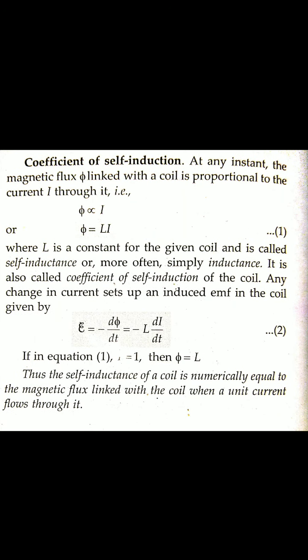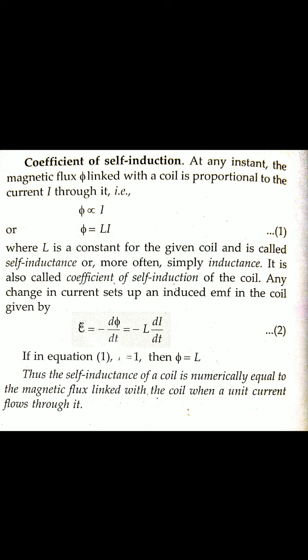Now the coefficient of self-induction. At any instant of time, suppose the magnetic flux phi linked with the coil is proportional to the current I through it. As the current increases, phi also increases. As the current decreases, phi also decreases. So phi is proportional to I, phi equals L into I, where L is the constant for the given coil. This L is called self-inductance, or simply the inductance. It is a property of the electrical circuit, also called the coefficient of self-induction of the coil.